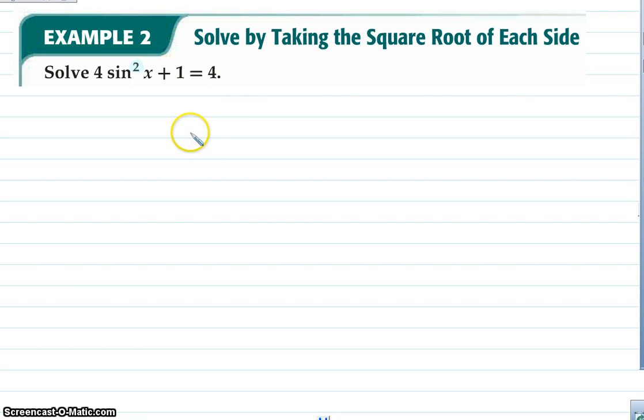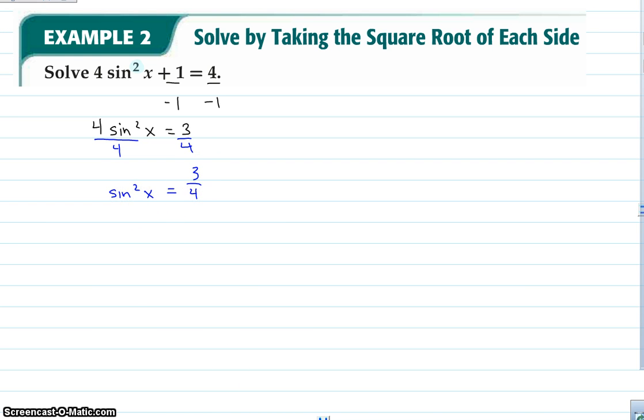So notice I have a like term here, a plus 1. I can combine that with the 4 on the other side. So I'm going to subtract the 1 over. And I'm left with 4 sine squared x is equal to 3. I still need to take care of this coefficient out front, so I'm going to divide both sides by the 4. So this is sine squared x equals 3/4.